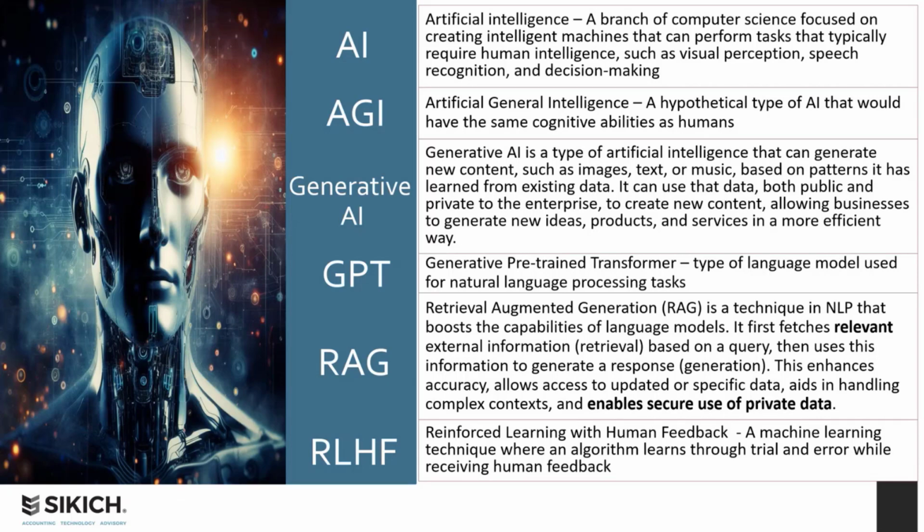So AI, of course, the definition there is basically talking about computer science, where we have machines that perform tasks that typically require human intelligence. AGI I just mentioned, and generative AI, of course, being the ability to pre-train and train a model on existing data so that it can generate new data, is basically what that's getting to.